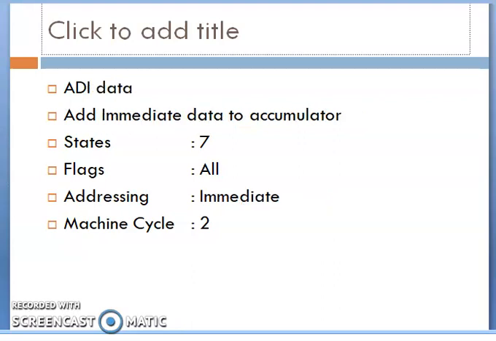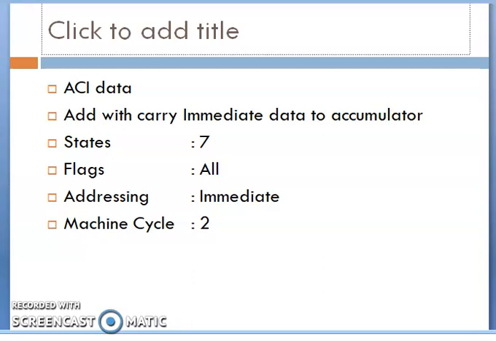Then next category is ADI data. Add the immediate data, means the data given in the instruction, along with the contents of the accumulator, and it is a 2-byte instruction and number of machine cycles is also 2. First one opcode fetch and second one memory read, and it is coming under the category of immediate addressing mode.